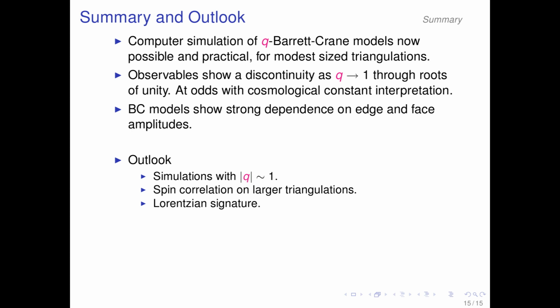Maybe we should look at what happens if we take Q not exactly sitting on the unit circle, so not exactly a root of unity, but close to it. I mentioned there are some numerical stability issues with these calculations, but we believe if we take the magnitude of Q still close to 1, even though it's not 1, we should be able to do some of these calculations. As I already said, it would be interesting to look at the behavior of the spin-spin correlation function for larger triangulations. And eventually one has to look at the more physical choice of Lorentzian signature compared to Riemannian signature. So thank you for your attention.